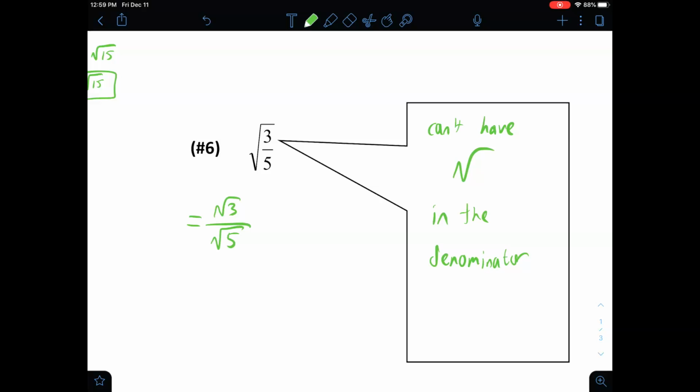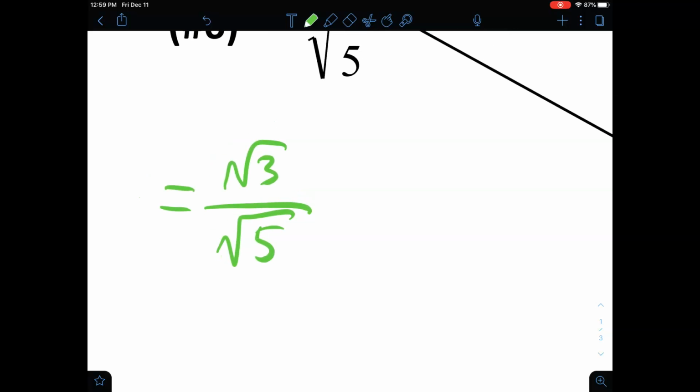So we came up with a trick for fixing this, and it's called rationalizing a denominator. All you need to do to rationalize the denominator is to multiply both top and bottom by the square root in the denominator. So we're going to multiply both top and bottom by square root of 5.